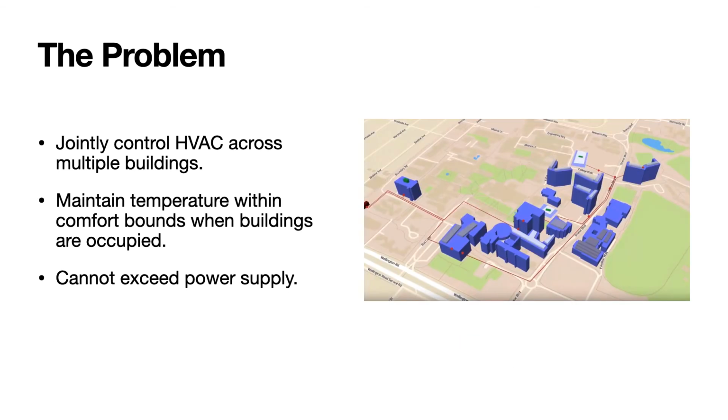We study the problem of centrally controlling the air conditioning system across all buildings connected to the microgrid. During peak periods, there is a limit on the power supply. We want to decide which buildings should use this power to keep its internal temperature comfortable for its occupants. We want to maintain the temperature within some comfort bounds so that the occupants are comfortable, and we cannot exceed the power supply at any given time.